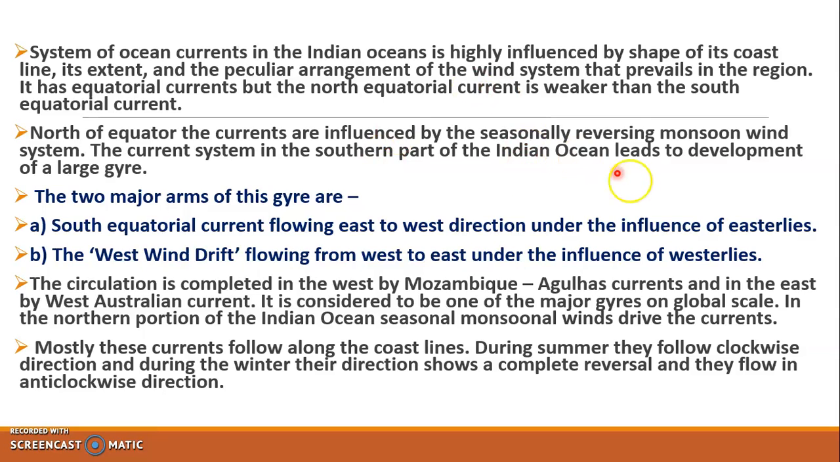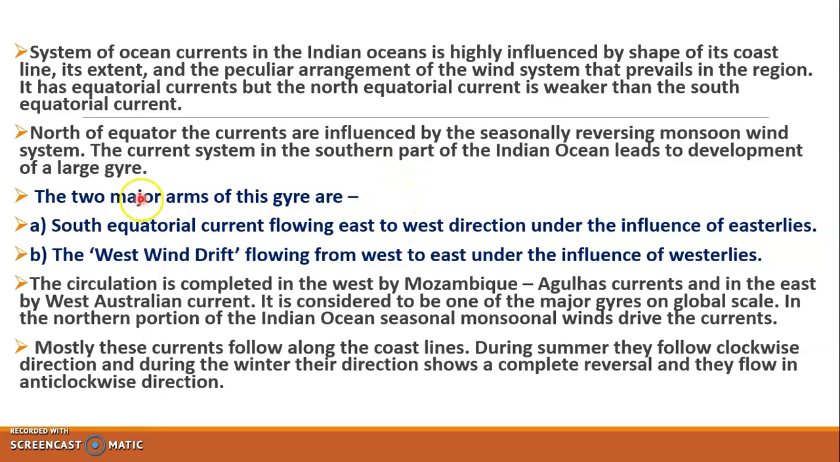And in the Indian Ocean, in the southern part, what happens? The large gyres are created. Gyres means what? It is a spiral movement of ocean currents. Okay, when it starts moving in a circular manner. So these types of circular movements are called gyres. They are basically created because of different wind patterns and because of Earth's rotation.